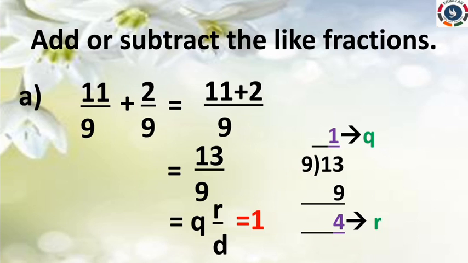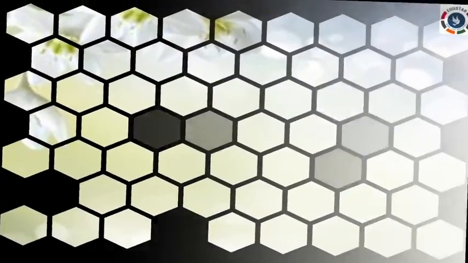The quotient is the whole part, and R by D is the fraction part. So 4 by 9 is the fraction part. So it is equal to 1, 4 by 9. And one more example is given for you. Let us see it now.